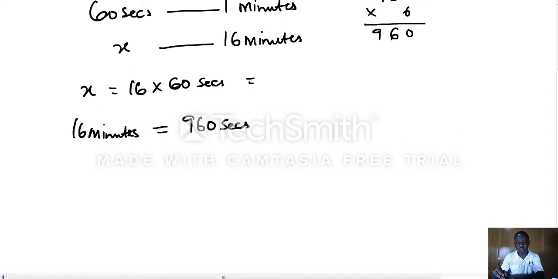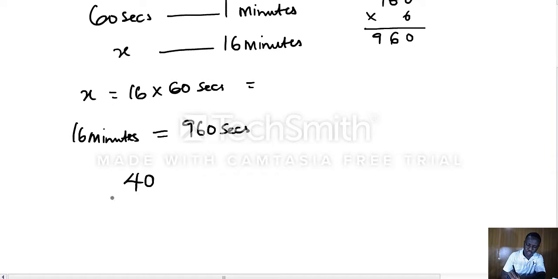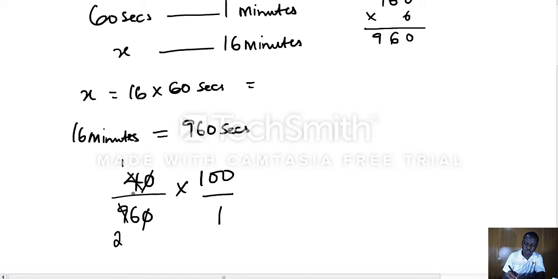So we are going to write 40 seconds as a percentage of 960 seconds. That is 40 seconds divided by 960 seconds times 100 over 1. This 0 will cancel this. What can go? 4 can divide. 4 into itself is 1. 4 into 9 is 2, remainder 1. 4 into 16 is 4 times.